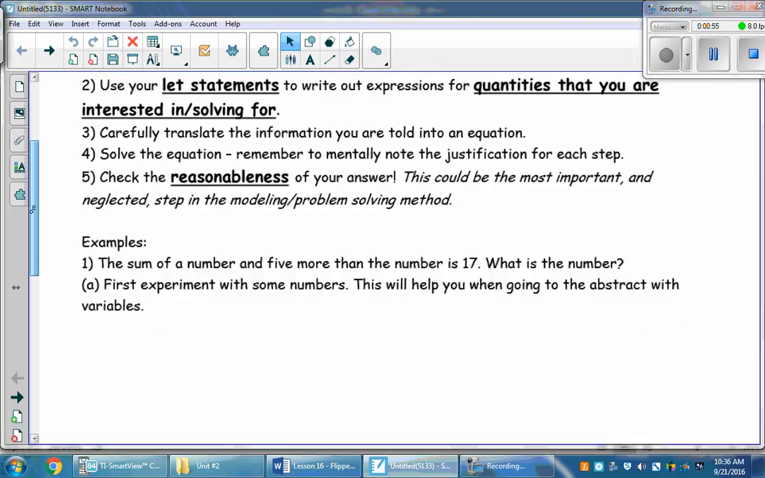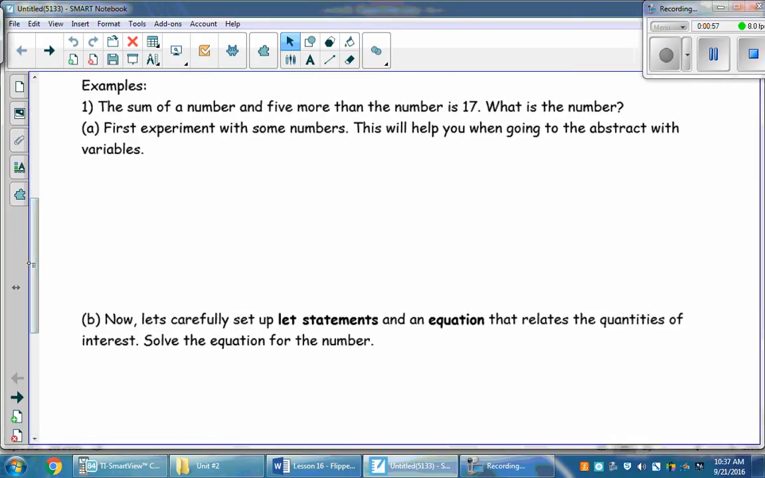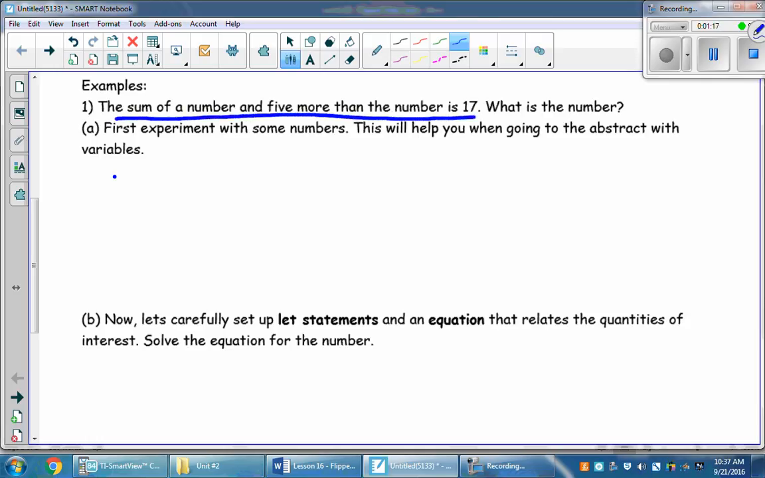Now, the first example we're going to look at together says that the sum of a number and 5 more than the number is 17. Then it asks, what is the number? Letter A says to first experiment with some numbers that will help you when going into the abstract with variables. So I'm going to make sense out of the sentence we were given. It says the sum of a number and 5 more than the number is 17. So I'm going to have a number, and I'm going to have 5 more than that number. And I have to keep in mind that their sum has to be 17.